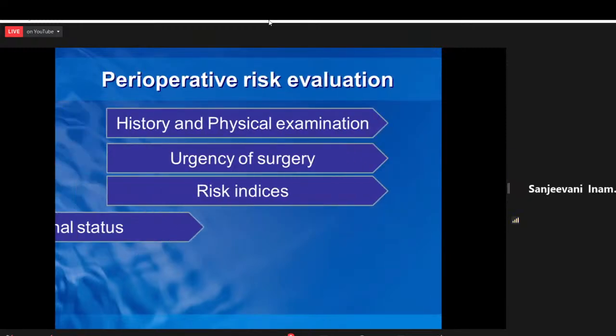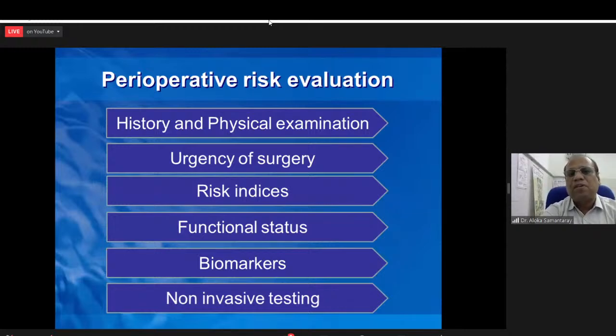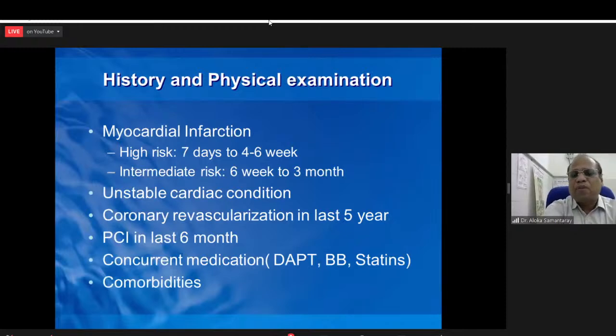Basically, the perioperative risk evaluation is based on six steps: history and physical examination, urgency of the surgery, different model risk indices, functional status, availability of biomarkers, and the different non-invasive testing that is available. Let us look into each one of these.